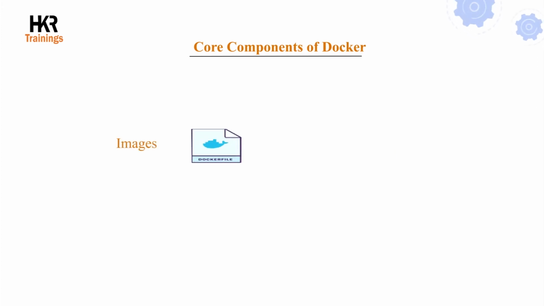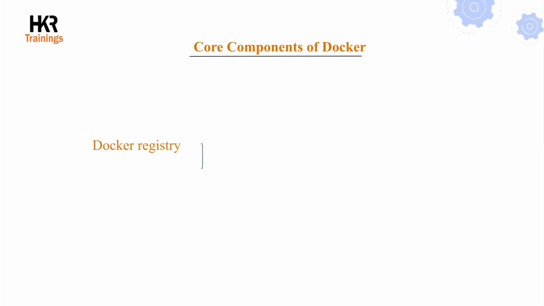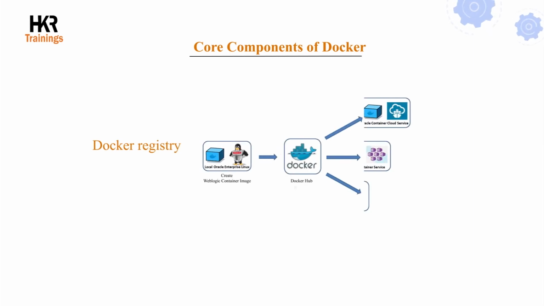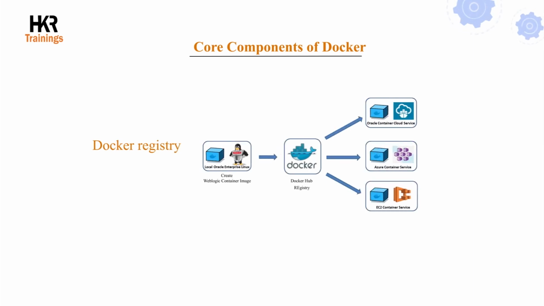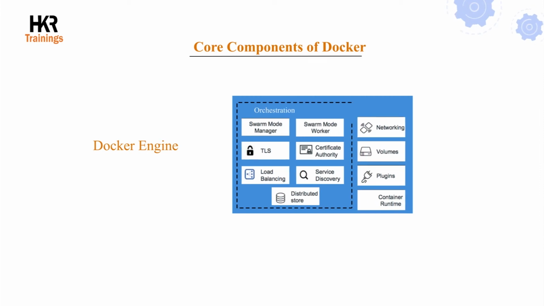Images: images are documents that serve as blueprints for building Docker containers. Images define the dependencies of the program as well as the processes that should run when the application is launched. Docker registry: a Docker registry is similar to an image repository. It keeps public and official images for various platforms and languages. Docker engine: Docker engine is one of the essential components of Docker. It is responsible for the overall functioning of the Docker platform.